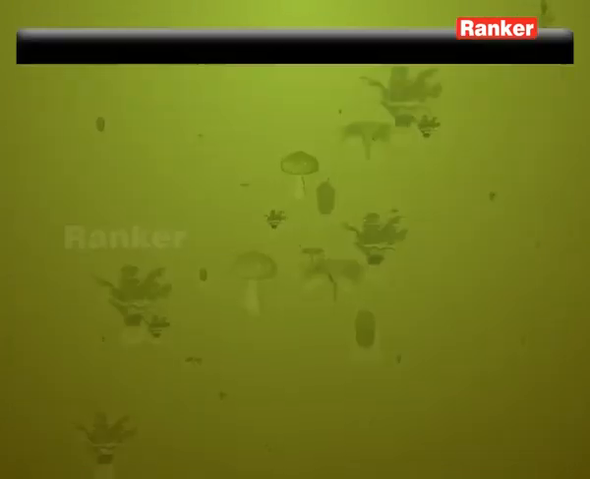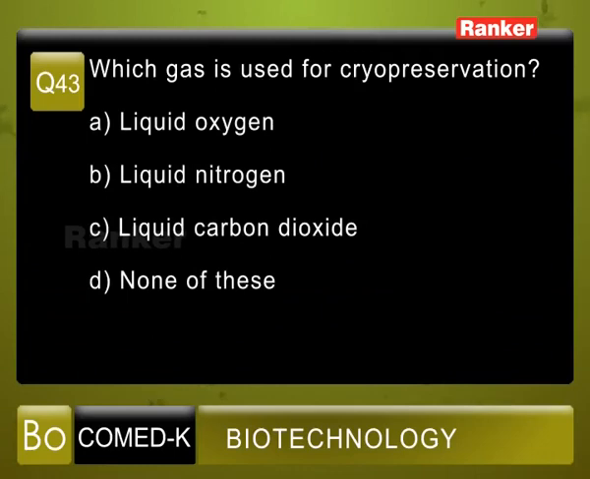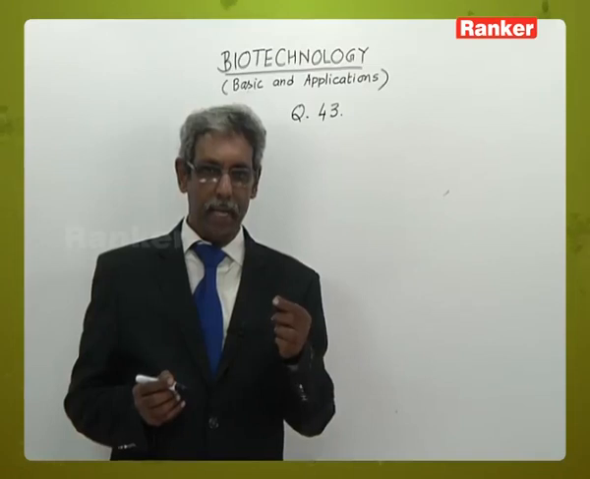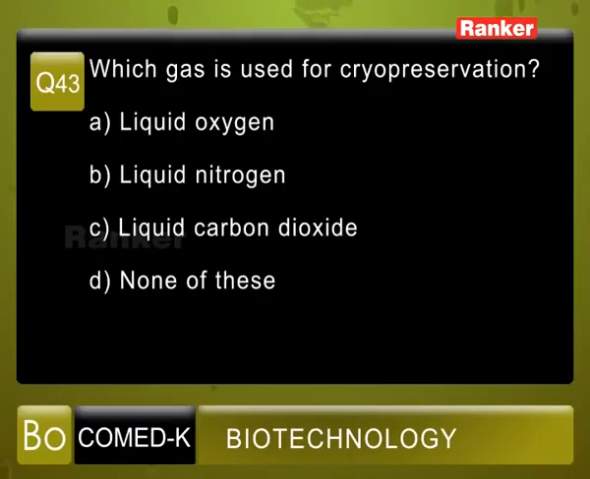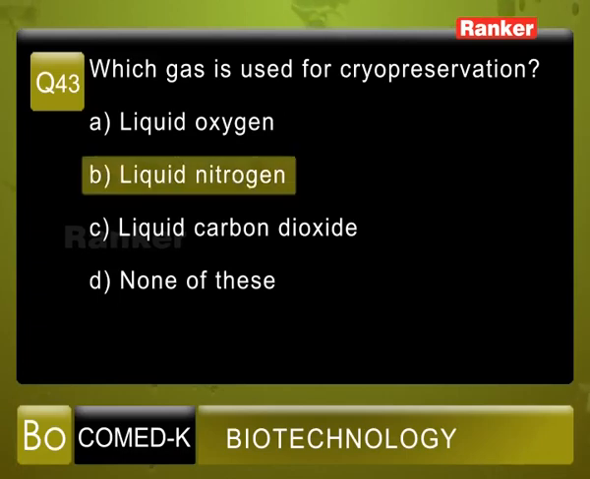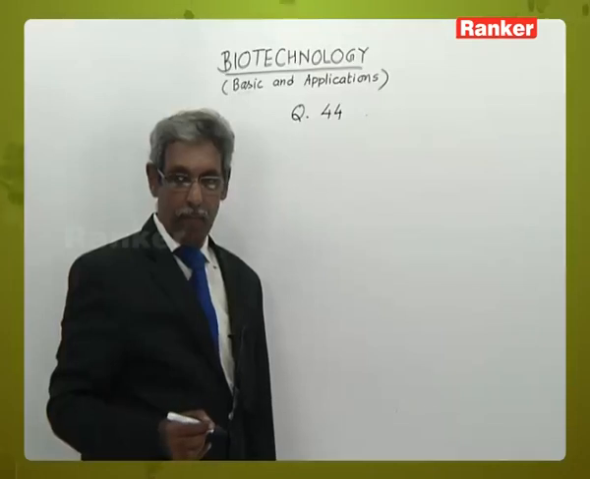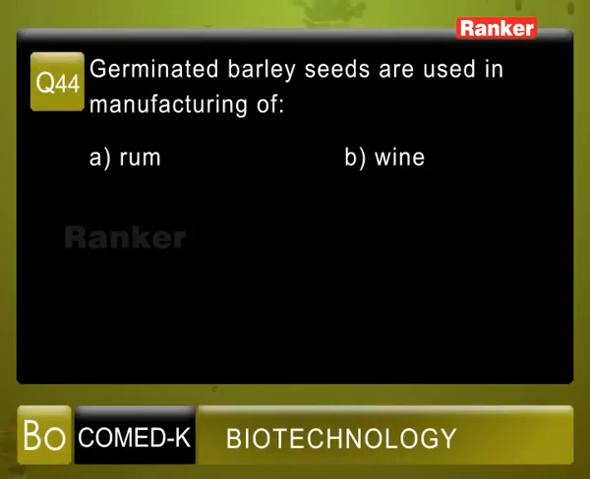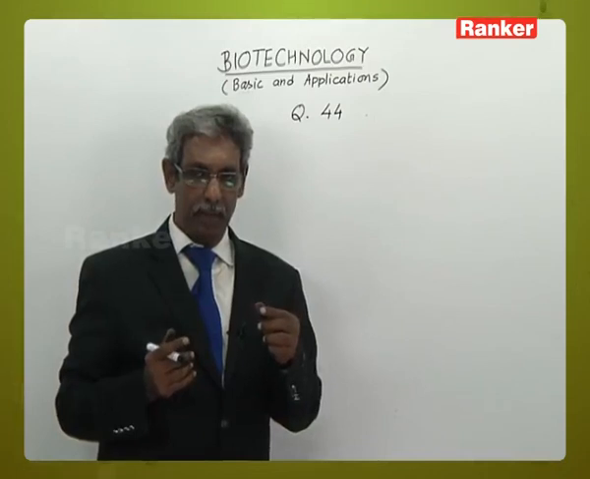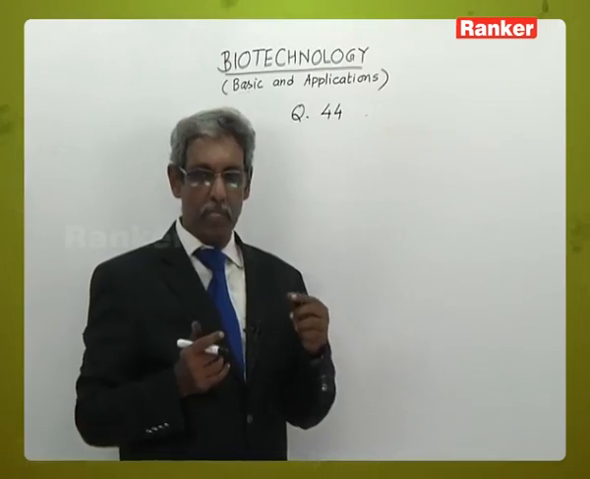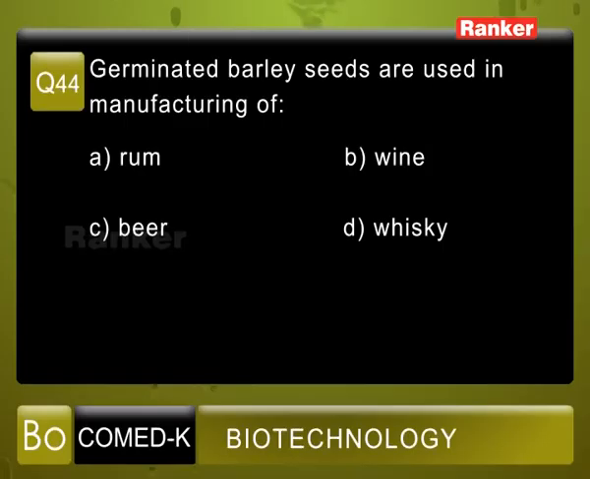The 43rd question asks, which is the gas which is used in cryopreservation? In cryopreservation, living material is put in liquid nitrogen. Hence, the answer is B. Liquid nitrogen provides low temperature for preservation of living tissues. We go to question number 44. Germinating barley seeds are used in the manufacture of rum, wine, beer or whiskey. Barley seeds, during germination, produce alcohols which are used in the manufacture of rum. Hence, the answer is A.